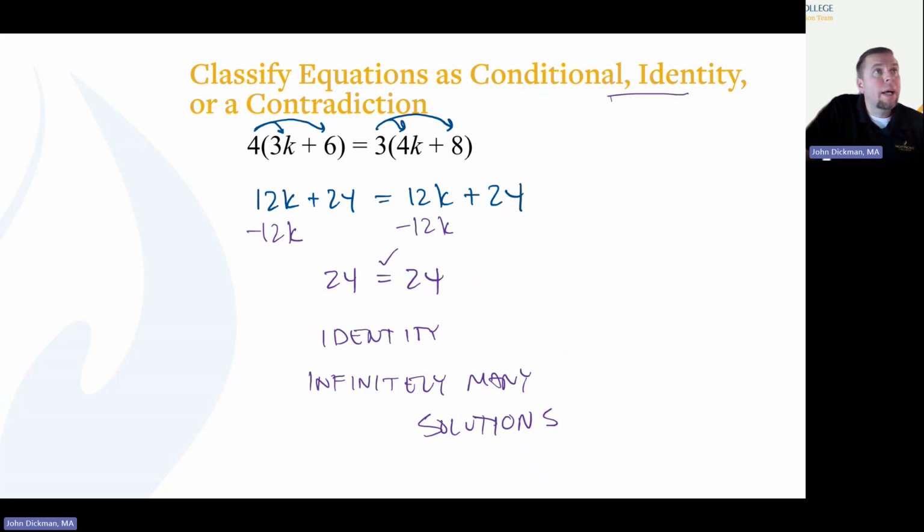So we have conditional, identity, and contradiction. But we haven't talked about conditional. Well, conditional is just any other problem where the variable equals a number. So when you get a variable equals number, which is 99% of the time, that is a conditional equation, and you wouldn't need to know that name because that's what happens most of the time. It's when the variable disappears that you have to be aware of what's going on and notice whether it's a contradiction, the two sides are not equal, or it's an identity, the two sides are equal.